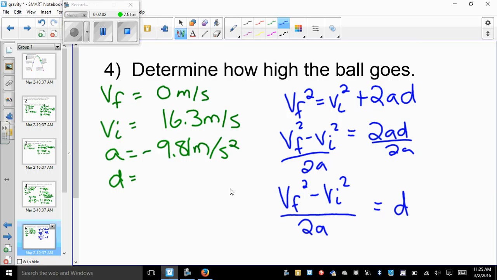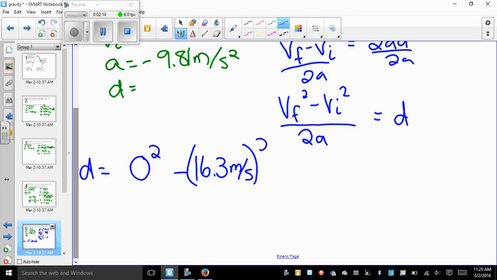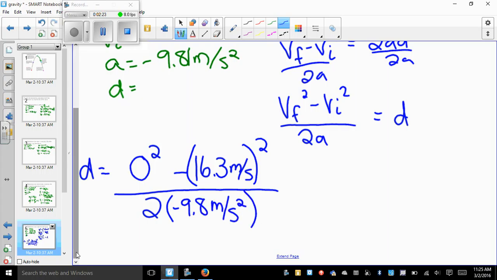Okay, let's give it a try. Let's sub in our values. Displacement equals V final squared, 0 squared, minus 16.3 meters per second all squared, all divided by 2 times my acceleration, which was negative 9.8 meters per second squared.